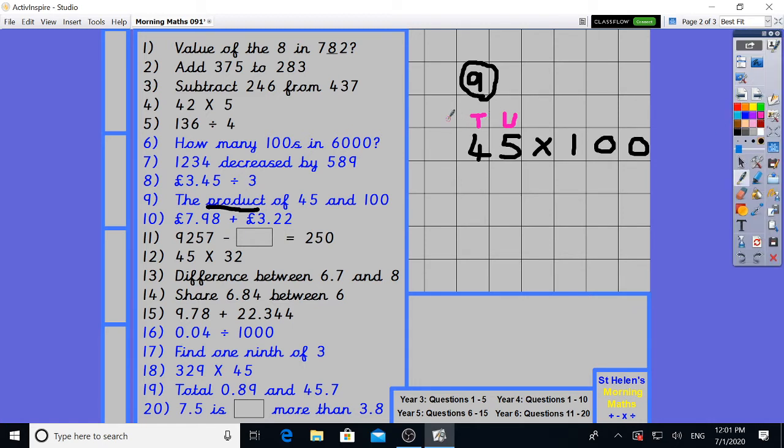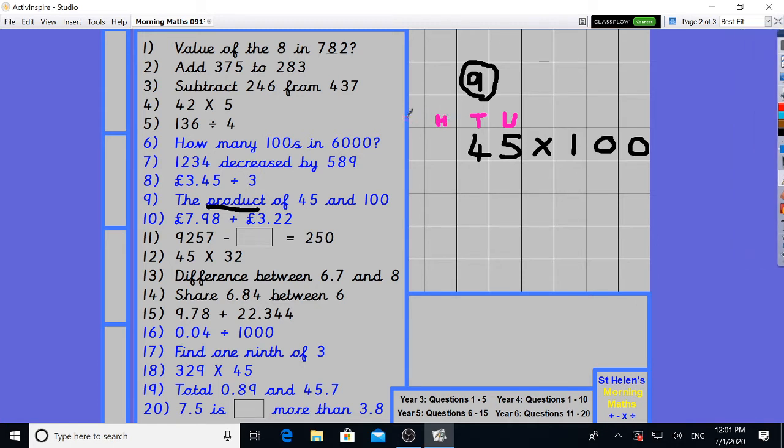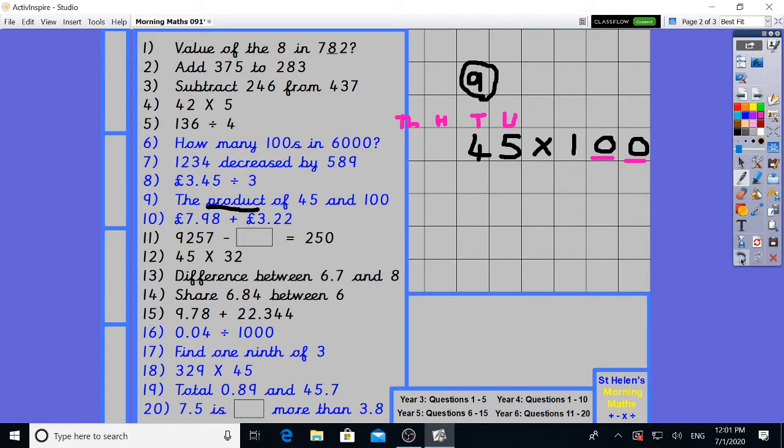2 places bigger, which means I'm going to need 2 more places. I'm going to need the hundreds and the thousands, because 2 zeros means you're going to make things 2 places bigger.